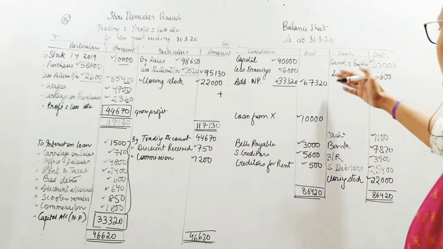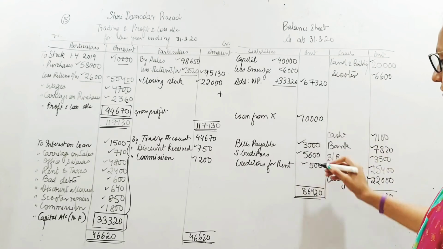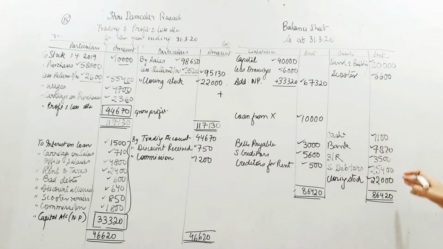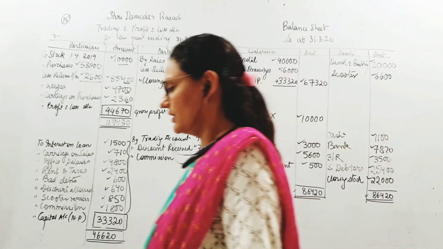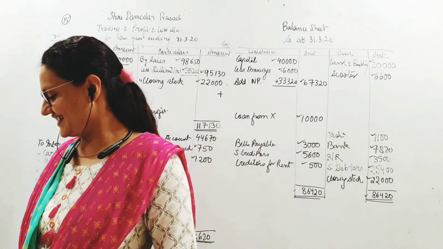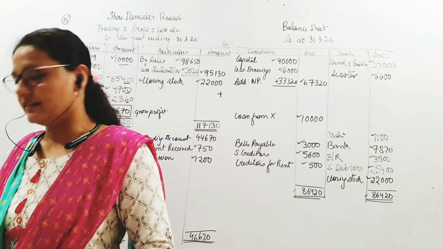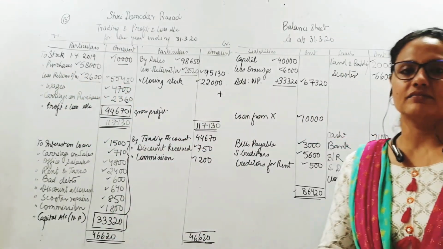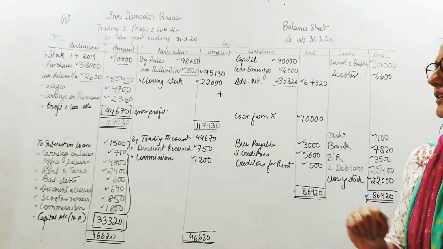Then, this done, no more calculations are left, just total up all of this. Your total will come to 86,420. Then you will come here and total up all the assets, and your total comes to 86,420. Your balance sheet has tallied. That means it is correct, right? So the pleasure of the balance sheet tallying, let it come to you every time you solve a sum.